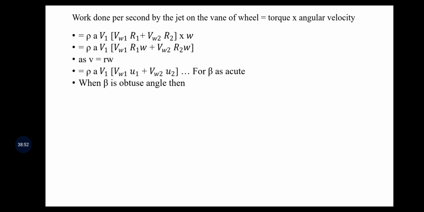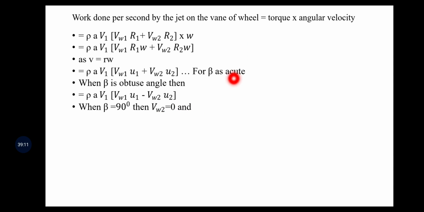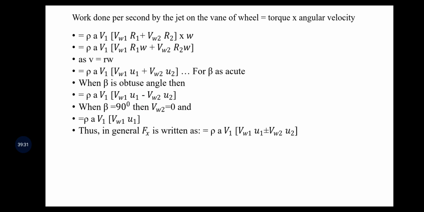When beta is an obtuse angle, the component Vw2 of this velocity will be towards the right-hand side and will have a negative magnitude. And when beta is 90 degrees, Vw2 will be directly 0, and V2 will be directed along Vf2, leaving the jet in the upward direction. So for beta 90 degrees, Vw2 is 0 and we have only the term rho a V1 Vw1 U1. In general, the work done can be written as rho a V1 (Vw1 U1 plus or minus Vw2 U2). The plus or minus is for the acute and obtuse angle cases, and when beta is 90 degrees, Vw2 will be 0.